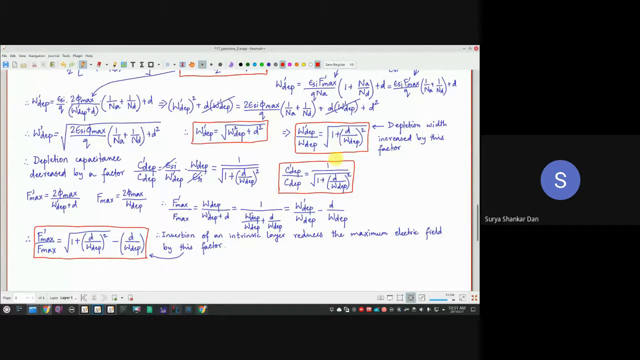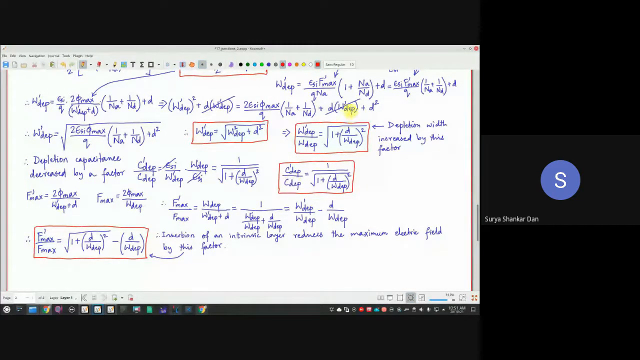We will understand the physical significance of these relations in a minute. Here finally we have figured out F dash max as a ratio of F max. This is the relation. Now the algebra and mathematics is already solved out. So now let us understand, first of all, if D is equal to 0, you can see all of them are equal. If D is 0, then F max dash will be equal to F max, W dep dash will be equal to W dep, C dep dash equal to C dep.